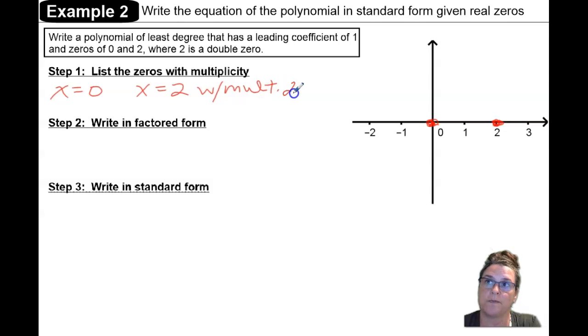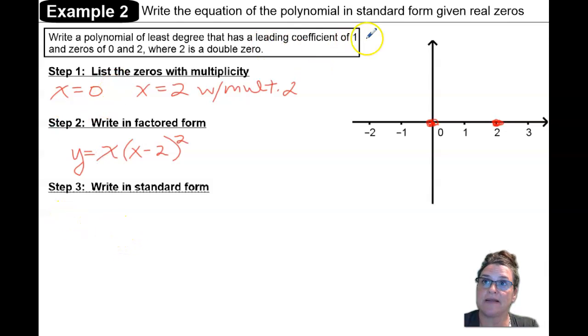of 2. Okay, now when I go to write this in factored form, my x is a cross. It's a linear factor, so it doesn't need an exponent written with it. But this x equals 2 corresponds to a factor of x minus 2, and that is a double root, so it gets an exponent of 2. And then we have our y equals, or f of x equals if you're using function notation.